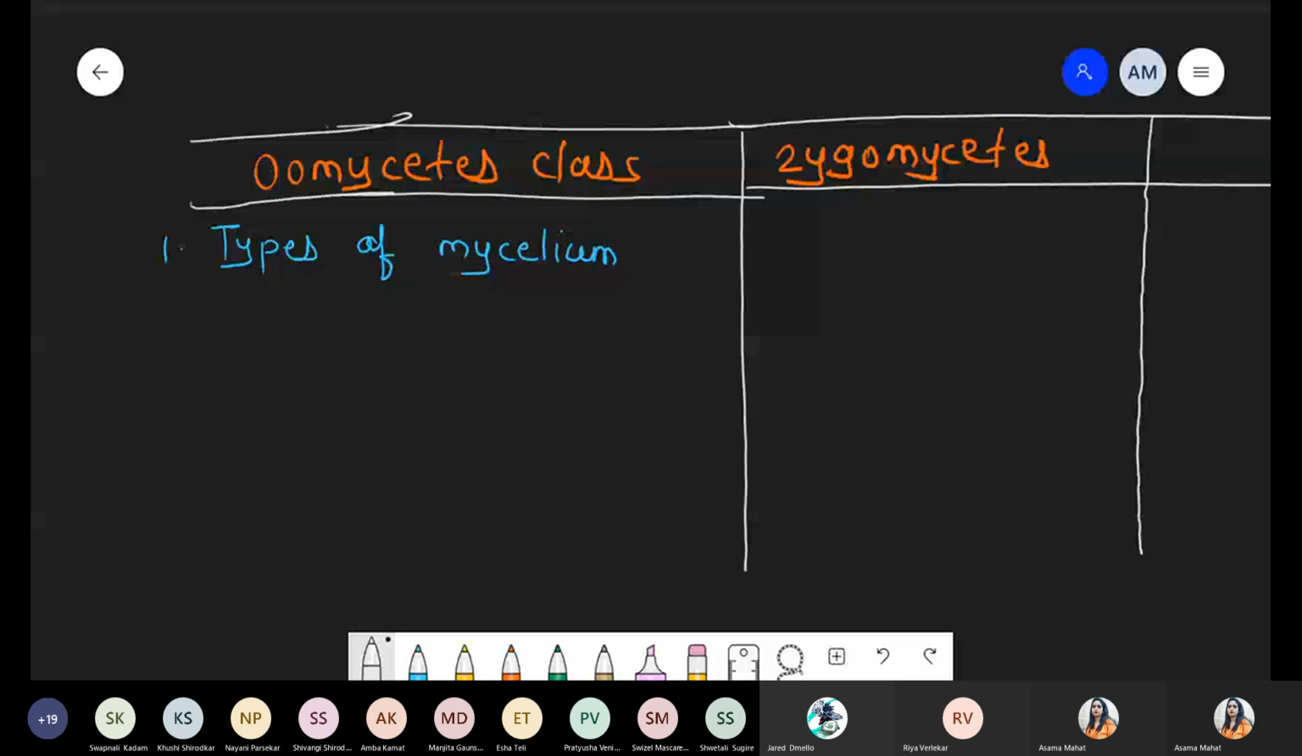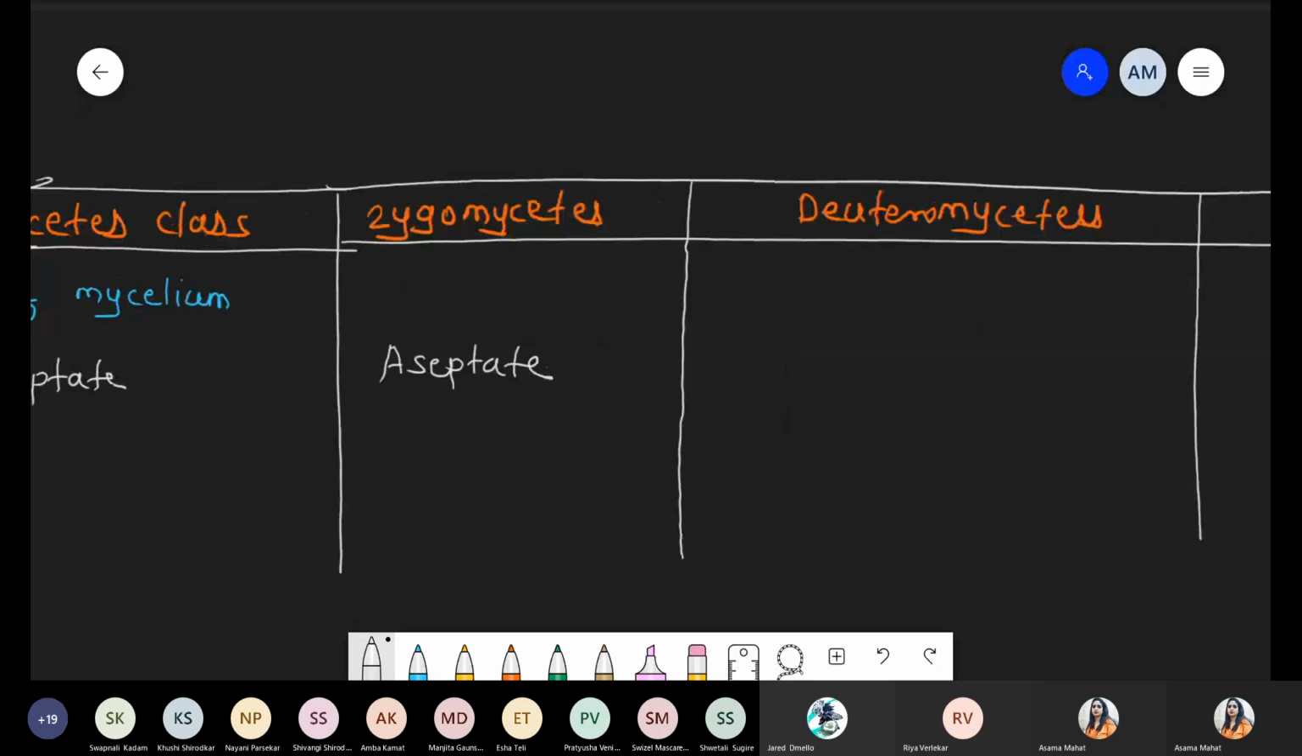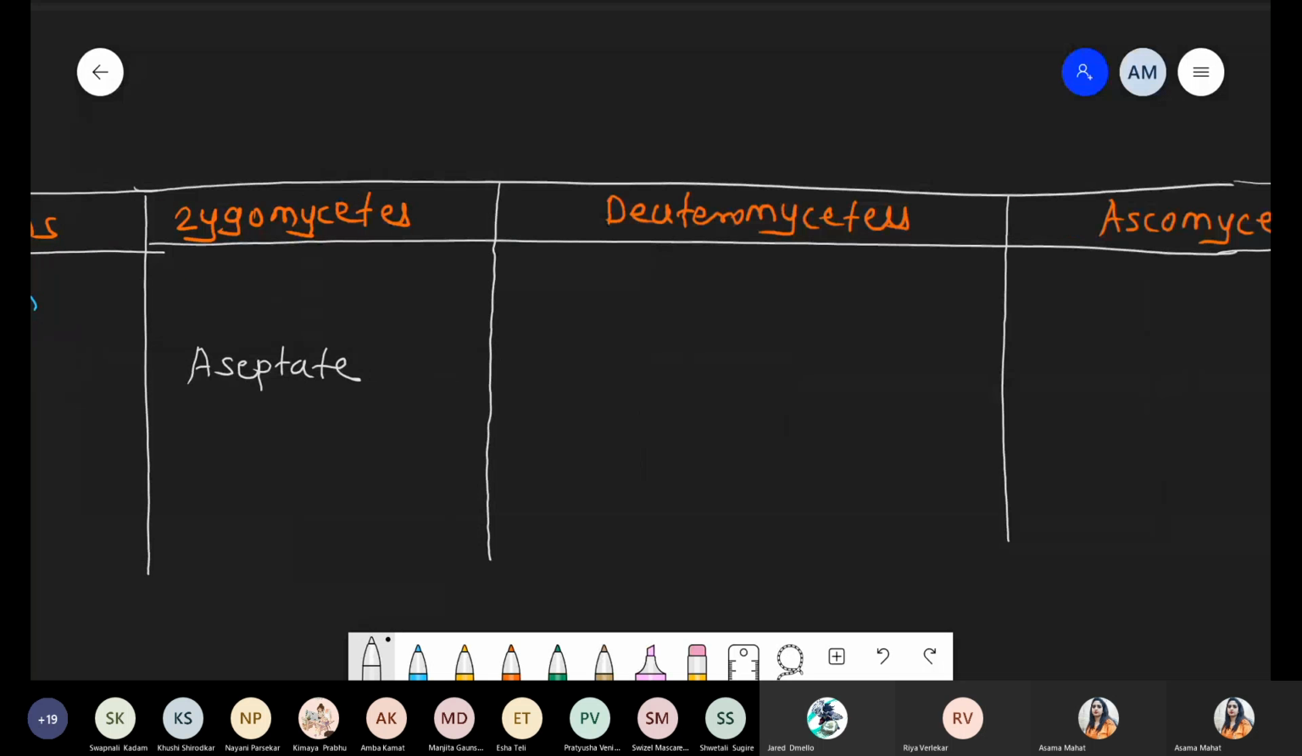Whenever we are talking about the primitive two, Oomycetes as well as the Zygomycetes, it has the aseptate mycelium. Aseptate means that septa is totally absent. यहाँ पे भी aseptate है, and here also there is a presence of this aseptate, that is cenocytic aseptate. Septa is absent, and remaining all three, which belong to the advanced group like Deuteromycetes, Ascomycetes, and the Basidiomycetes, have septate mycelium. So under the Deutero, there is a presence of the septate.